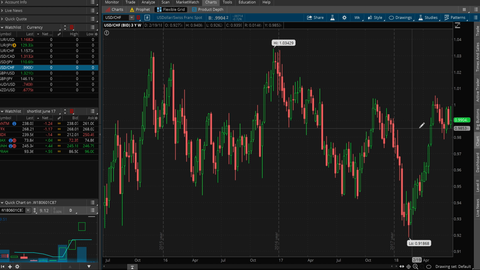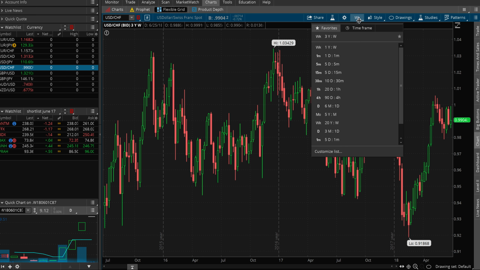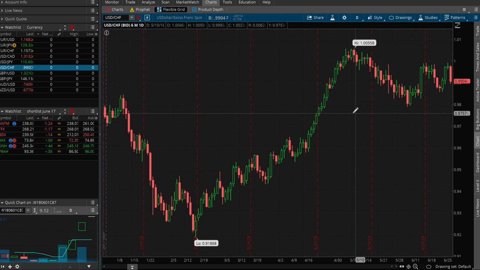3-year weekly, just moving sideways. 6 months daily, I mean, this came over in this region and kind of chops around over here, right? So today was a good time to actually short this name to actually take it down.